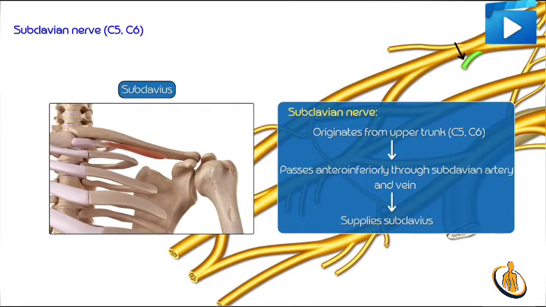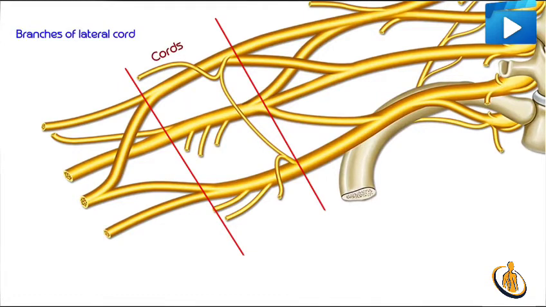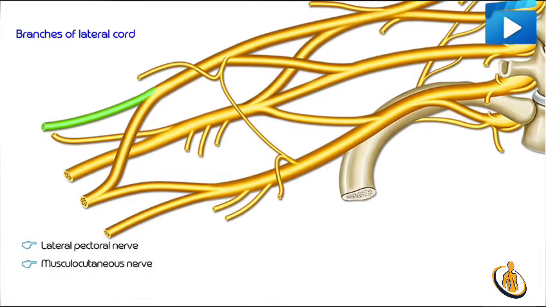Now these are the branches which are arising from the upper trunk of the brachial plexus, and the next is the branches arising from the cords. First is the branches which arise from the lateral cord of the brachial plexus. So remember that there are totally 3 nerves arising from the lateral cord, which can be remembered with the mnemonic LML. L for the lateral pectoral, M for the musculocutaneous, and L for the lateral root of the median nerve. Right? These are the branches which are arising from the lateral cord of the brachial plexus.